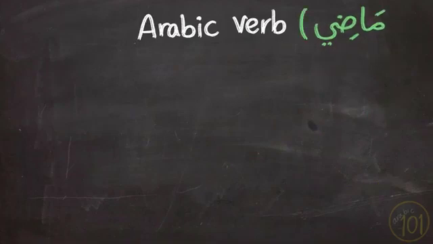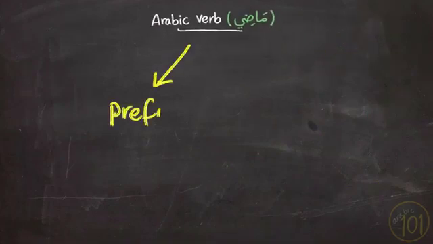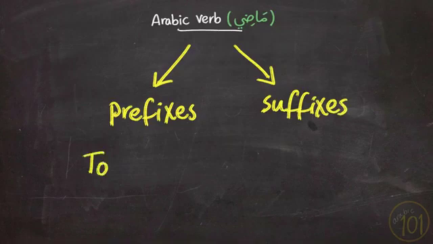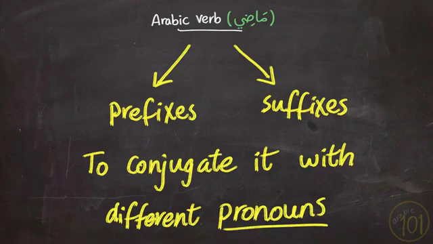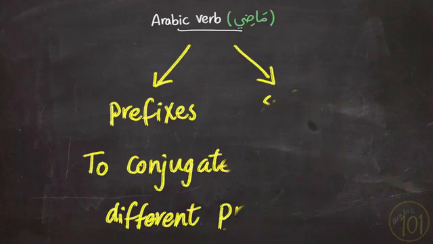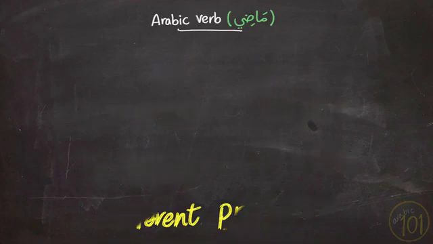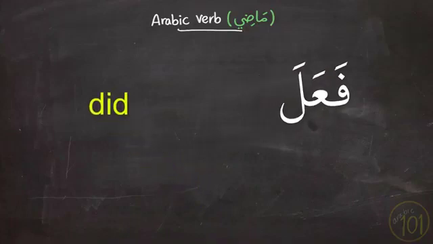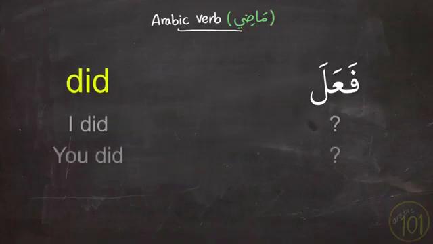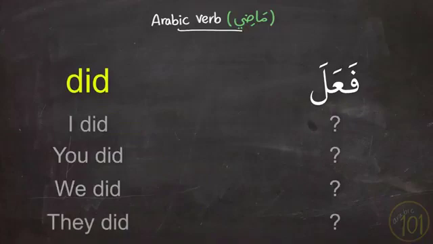So to conjugate a verb in the past, we'll have to add some prefixes or suffixes to the verb to reflect the gender, number, or other similar aspects of the verb. And to learn the Arabic verb conjugations in the past, we'll use the most basic Arabic verb as an example. This verb is فعل, and it means did. So we'll be adding and changing things to it to conjugate it with different pronouns or hidden pronouns.